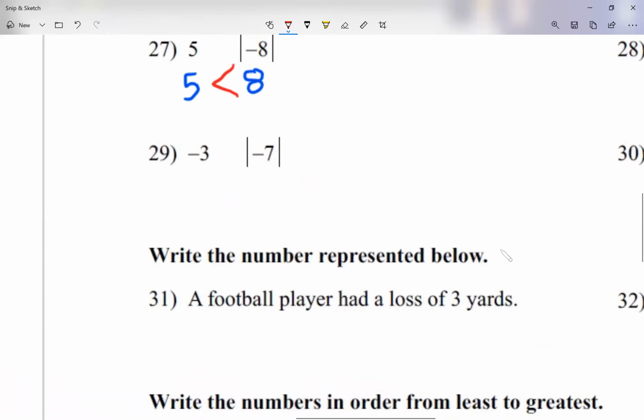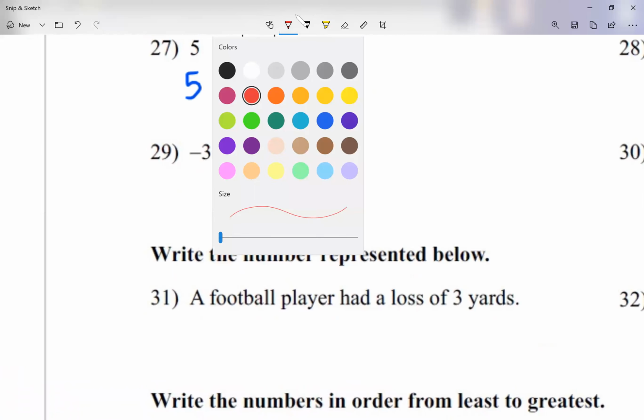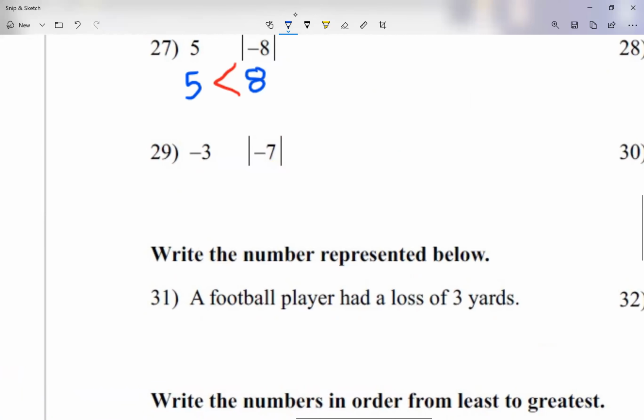Now let's take a look at number 29. First of all, let me get rid of the absolute values. The -3 has no absolute value, so let me leave that as a -3. Now the absolute value of -7 converts to +7. Remember, absolute value makes everything positive. I know positives are bigger than negatives, so this mouth is going to be open towards the big number, towards the positive. -3 is less than 7.